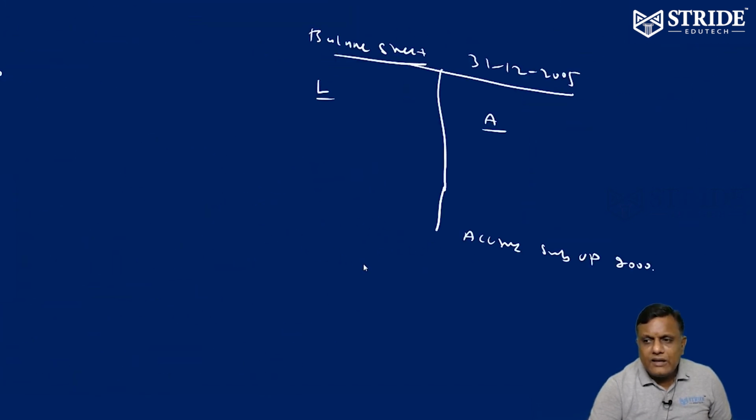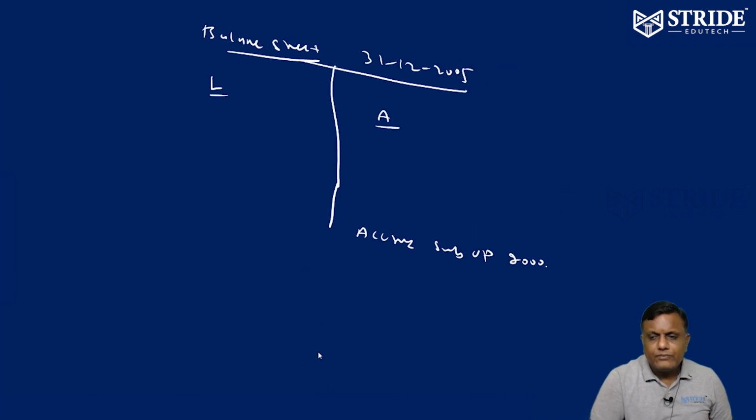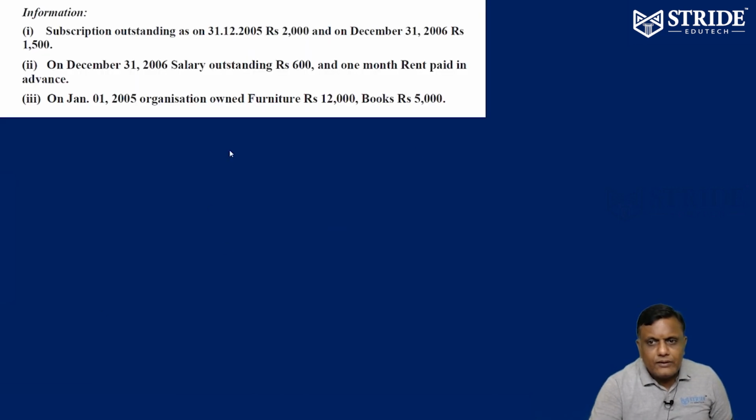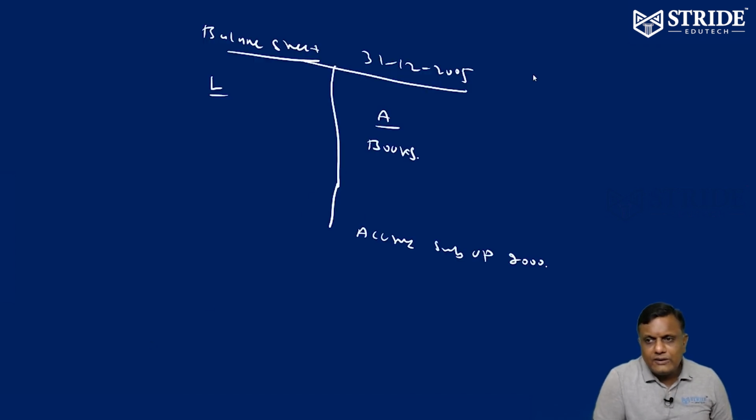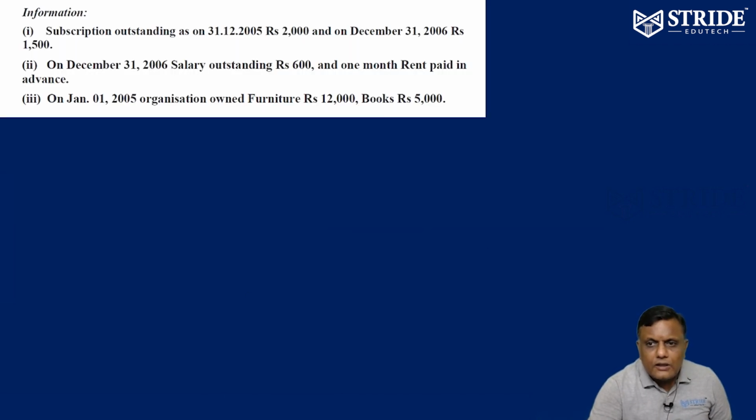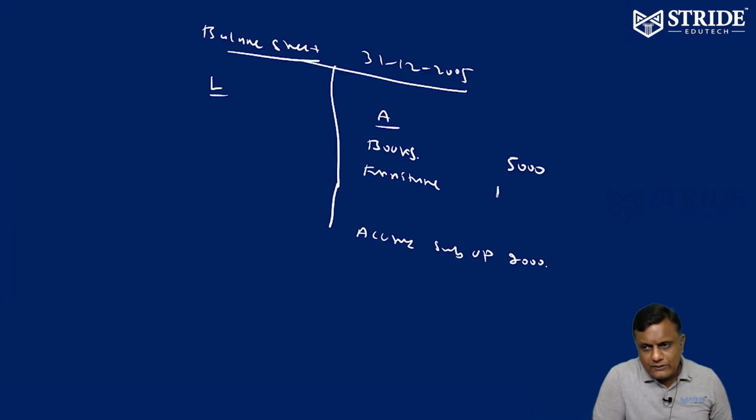Okay. Last year balance sheet, we have books. That's called opening. Opening for the books how much? 5,000. Last year balance sheet asset side 5,000. Opening furniture how much? 12,000. So opening furniture 12,000, we have posted. Now current year balance sheet.